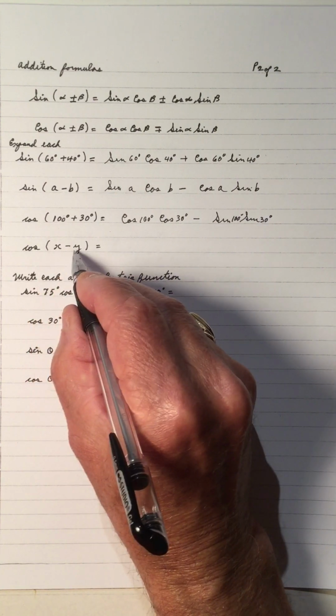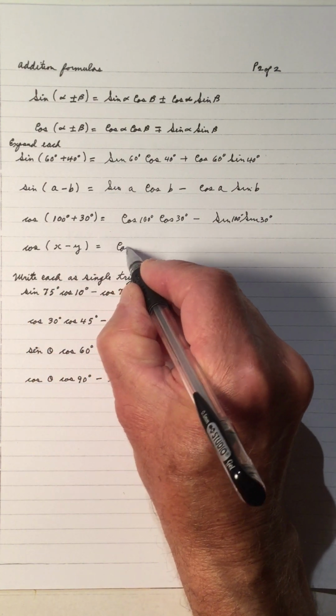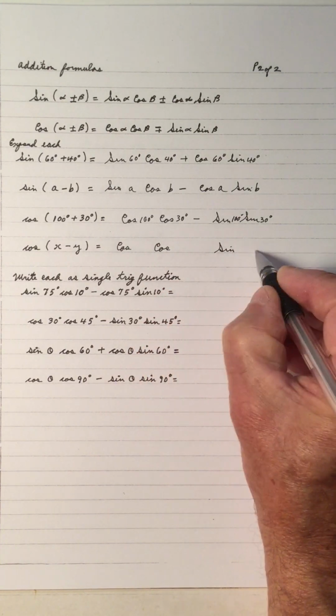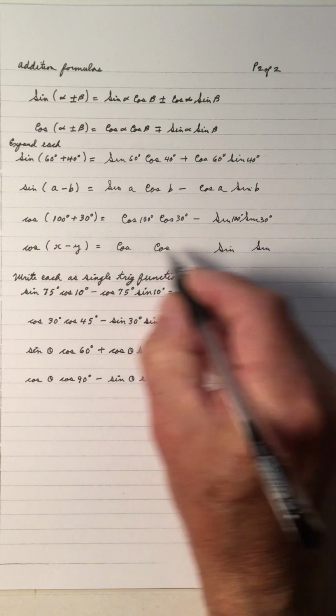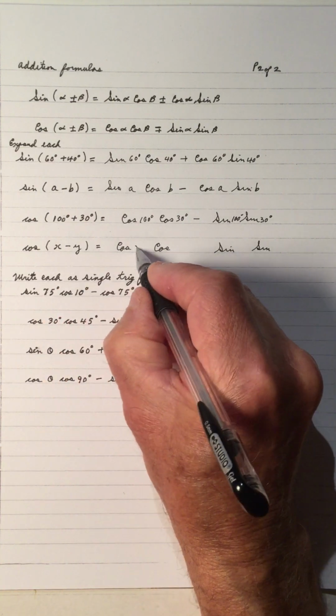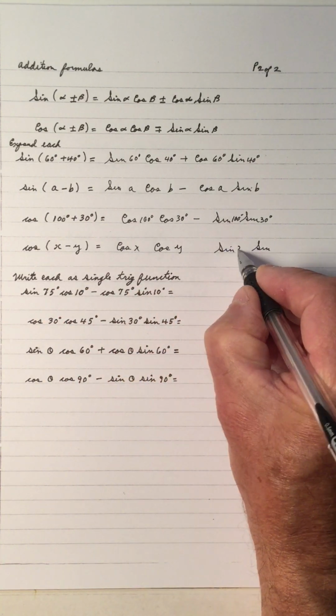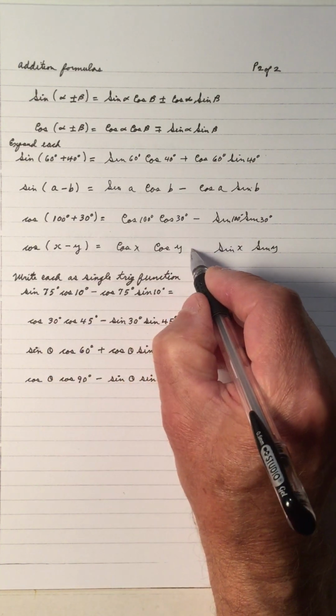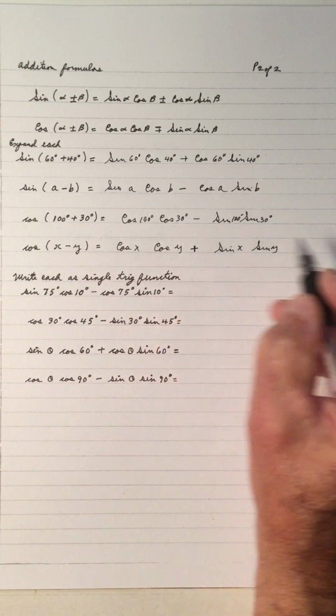And again, we have the cos of the subtraction of the angles. So cos is cos cos, sine sine. And the angles are x, y. So this is x and y, x and y. These are not changed, so the minus changes to a plus. And that's how I memorize them.